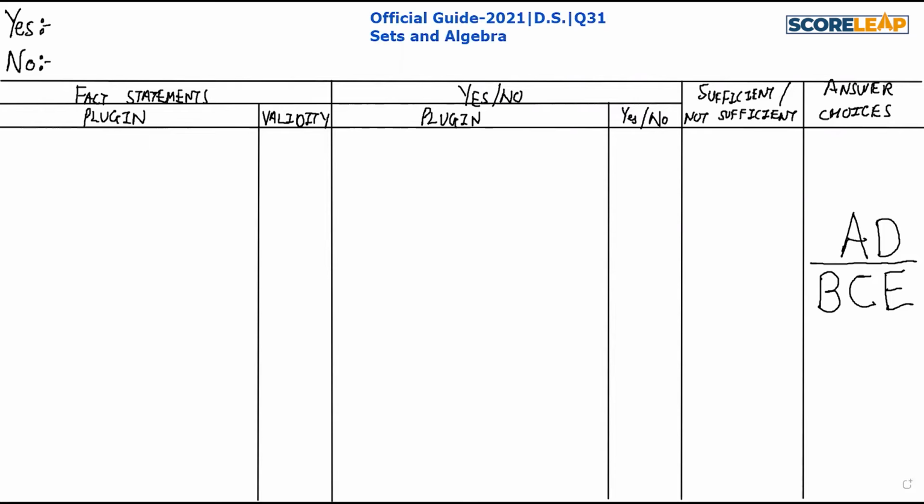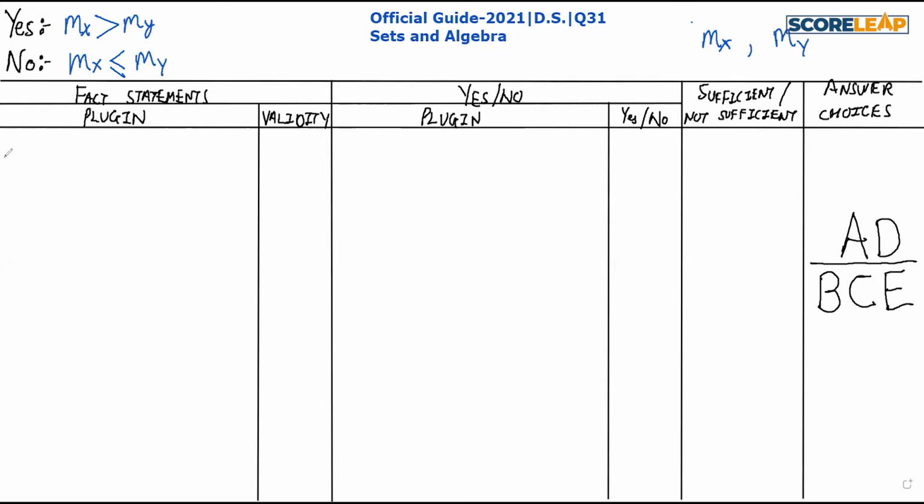So we are given that there is club X and club Y, and we are asked the comparison between the number of members of club X and club Y. So let us take the number of members of club X as mx, and the number of members of club Y as my. Now, the question is, is the number of members of club X greater than the number of members of club Y? So yes will be mx greater than my, and no will be mx less than or equal to my. This is how we define yes and no.